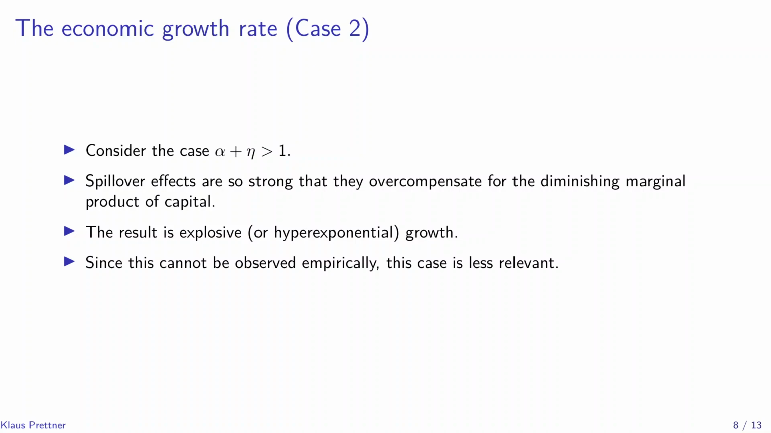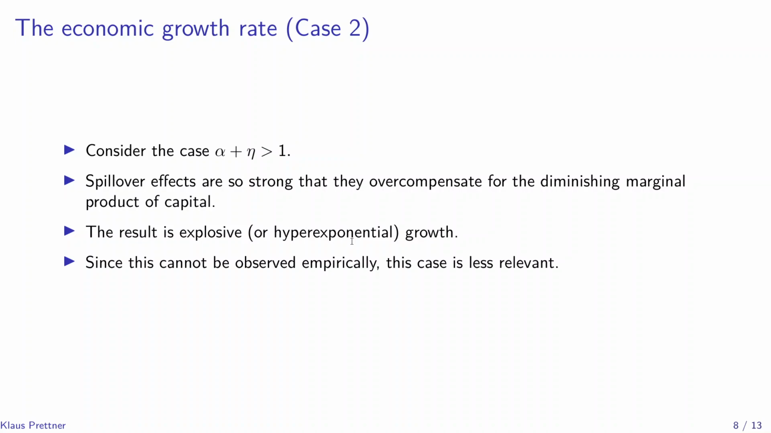Now the second case that we consider is when the learning by doing spillover effects are very strong. In this case the sum of alpha and eta would exceed 1, and in this case the spillover effects are so strong that they even overcompensate for the diminishing marginal product of physical capital. And of course, as is also intuitively clear, in this case you would have hyper-exponential growth.